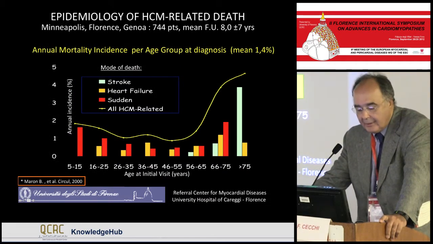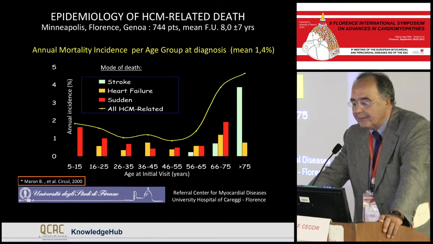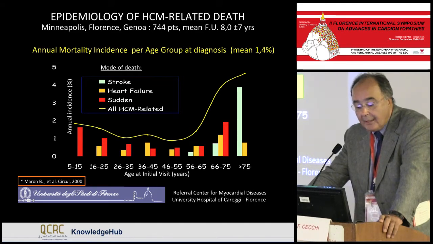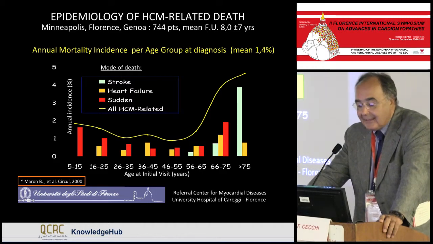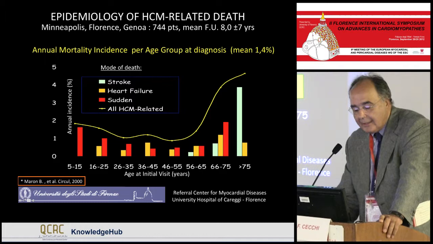Now, when you base your observation and your risk evaluation, you have to evaluate which are the causes of death in patients with hypertrophic cardiomyopathy. And I'll show this slide that comes from a paper where the populations seen in the 80s and 90s from Minneapolis, Florence, and Genoa were put together, and we had a mean follow-up of 8 years, and the mean HCM-related mortality was 1.4%. And as you can see, the lowest rate happened between 35 and 55. Then it went up. Sudden death is in red, and it was just slightly higher in those diagnosed between the ages of 5 and 15.